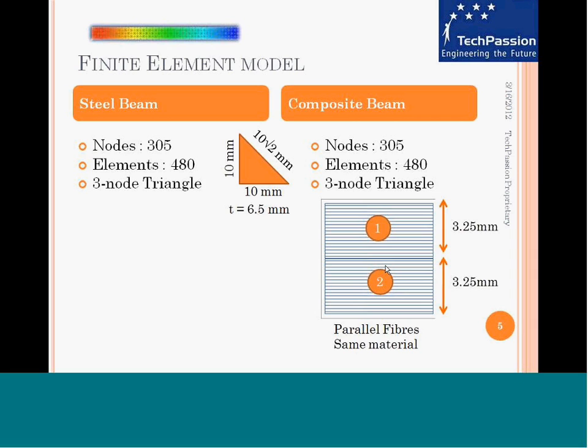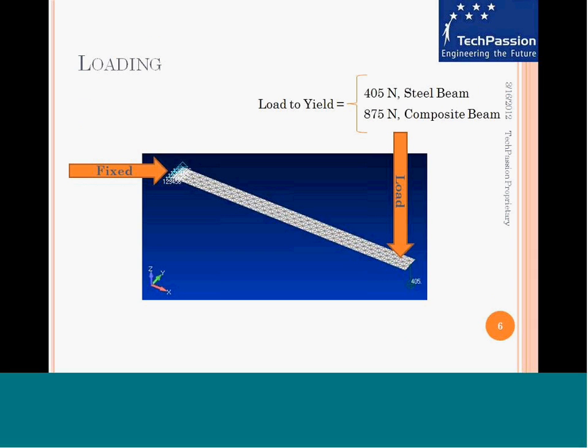So having set up this model, we apply the load to the beam. It's a cantilever, so one end is fixed, and at the tip of the cantilever beam we apply a vertical load. When we perform the simulation, given the yield properties of the steel and the composites that we have chosen for this modeling, the load to yield for the steel beam works out to be 405 newtons, and for the composite beam it works out to be 875 newtons.